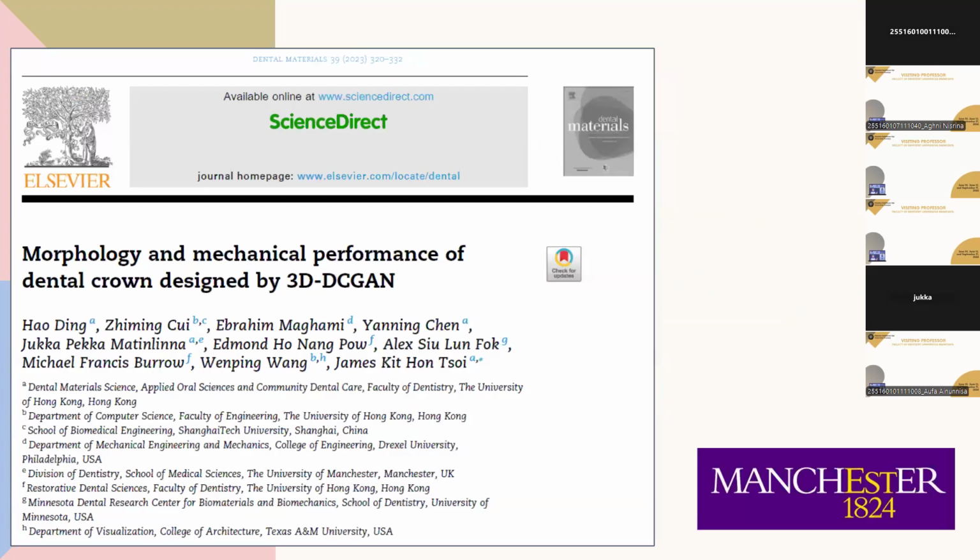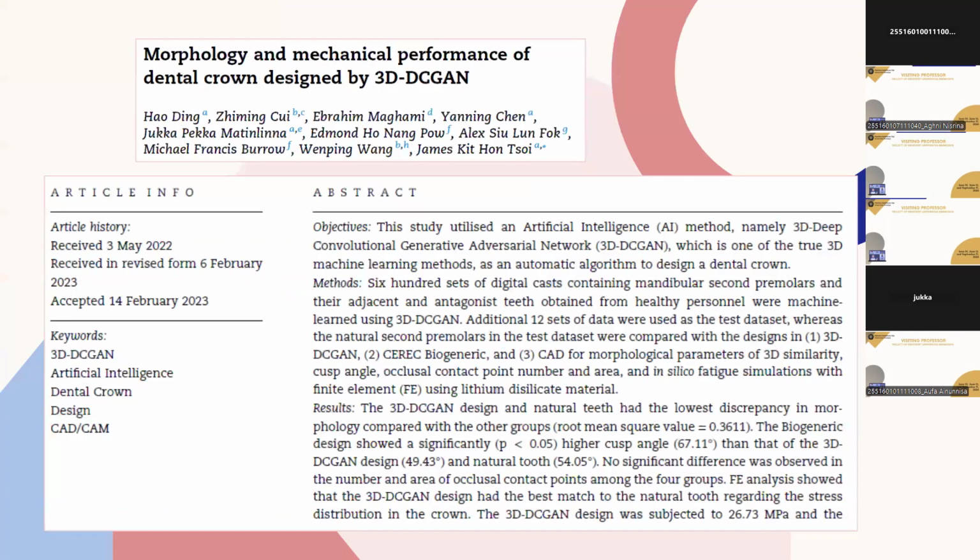I'm presenting two examples of dental materials and AI applications based on our recent work. This was about morphology and mechanical performance of dental crown designed by 3D DCGAN. Some of you may be already familiar. In this laboratory study, we were utilizing an AI method, 3D convolutional generative adversarial network, and this is the abbreviation for 3D DCGAN, which is still today one of the true 3D machine learning methods to design, for example, a dental crown.